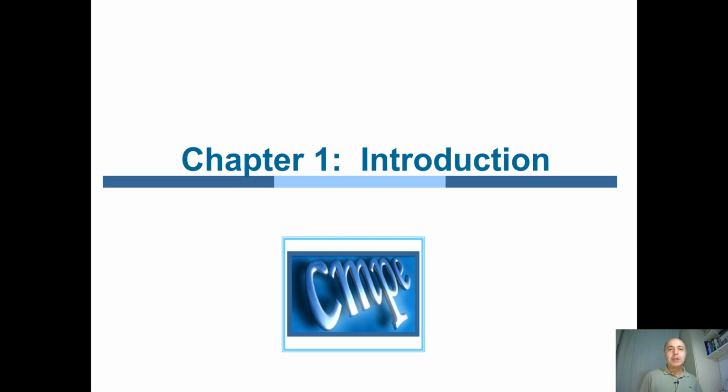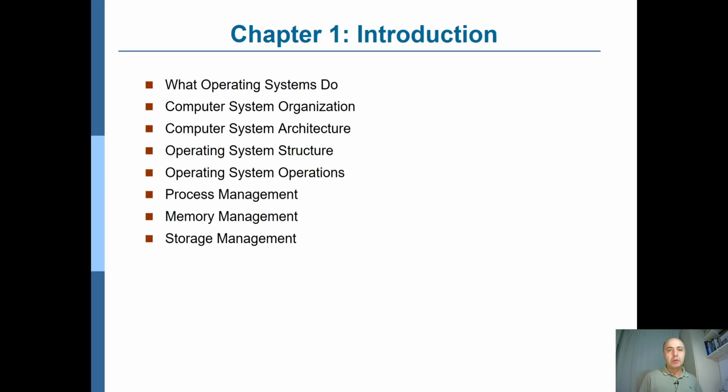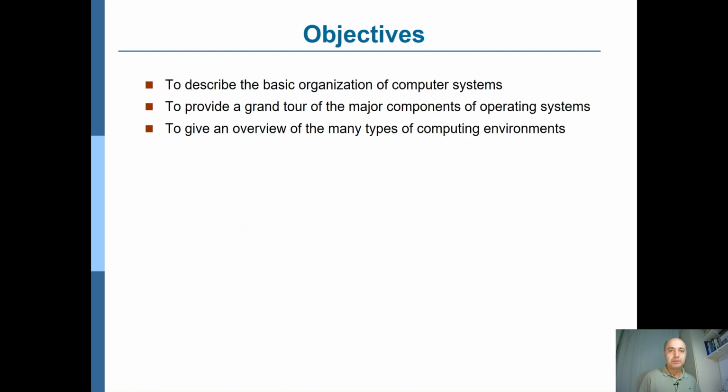Hello folks. Today we are going to discuss chapter 1, which provides general information about operating systems. So first we are going to discuss what an operating system is, and we are going to look at the organization and architecture of a computer system, which will be followed by the structure and the operations provided by an operating system. We will also briefly talk about process, memory, and storage management by the operating system.